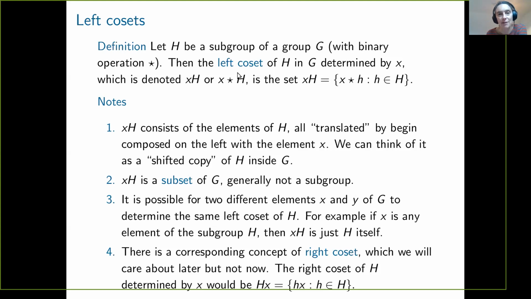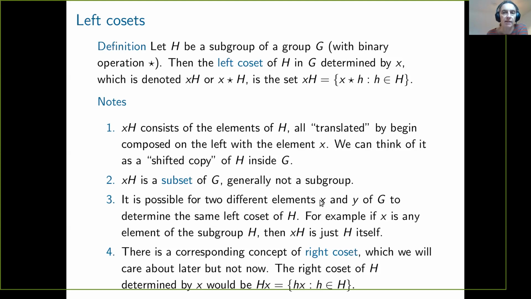Fourth remark: there's a corresponding concept of right coset. We're privileging the left here by choosing to define left cosets instead of right ones. It doesn't really matter, you could do it for right cosets instead. There's no big reason to prefer left ones. We will be interested in right cosets later, but not just yet. Of course they exist and you can define them in exactly the same way.